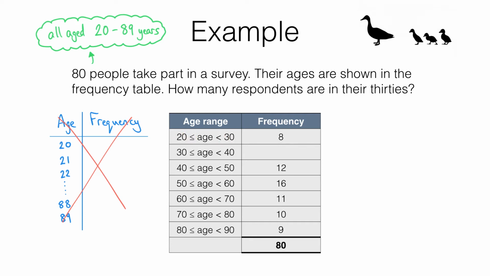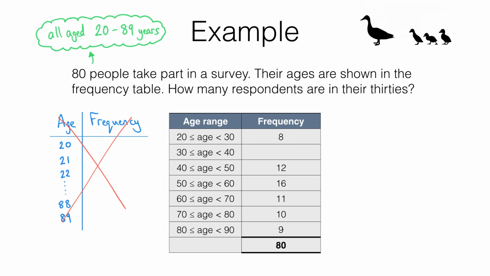20 is less than or equal to the age, so that means the age has to be at least 20, but the age must be less than 30. So you're not allowed to be 30 or above, but it could be the day before your 30th birthday and you would get to belong in this class. So to look at it another way, all of the people in this class are in their 20s. They might have just turned 20 on the day of the survey, or they might be just a day before they turn 30, so they're still 29 on the day of the survey, but these are the people in their 20s. And out of the 80 people that took part in this survey, the table is telling us that 8 of them were in their 20s.